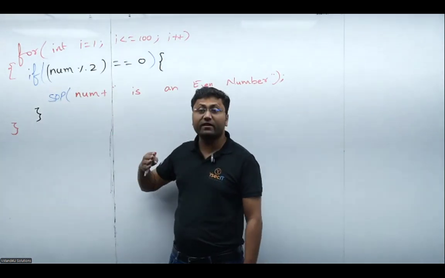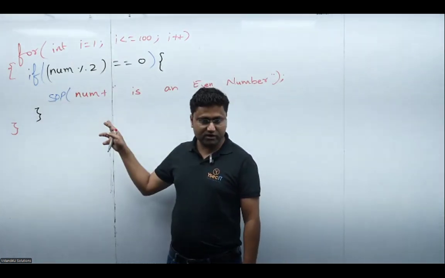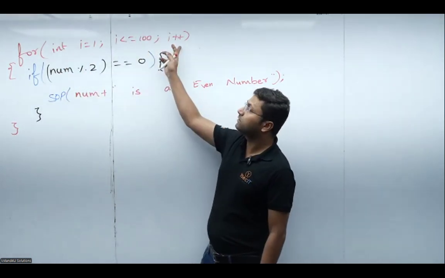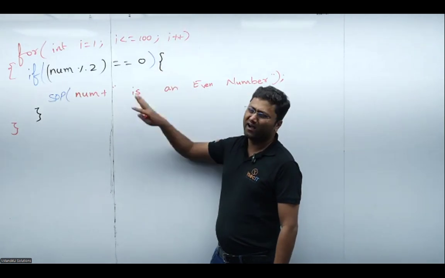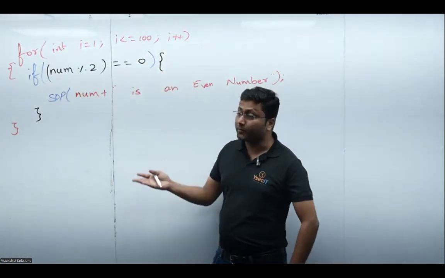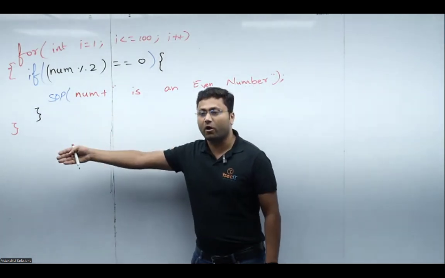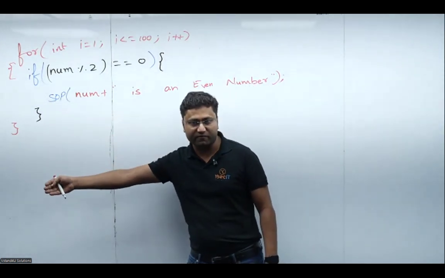For loop, I have written in an incrementing way. Can you see? I'm starting from 1, going till 100, incrementing. Now I want vice versa. Suppose the requirement is given to print all the even numbers starting from 100 till 1.